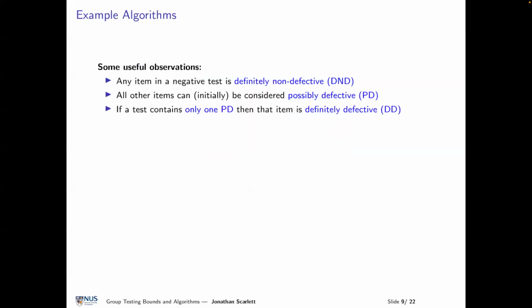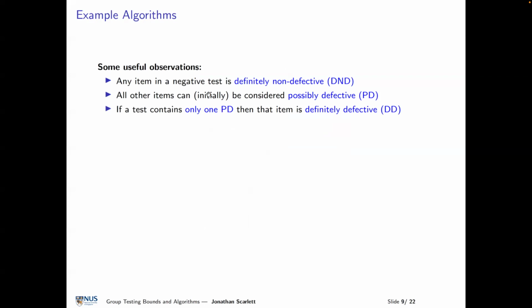Okay, so here's some simple algorithms before we get to optimal thresholds, which is a fair bit harder. Here are some observations that lead to simple algorithms. One is that if you're noiseless and you get a negative test, you immediately know that everyone in that test is non-defective. Because one defective would always cause a positive. So if it's negative, they all must be non-defective.